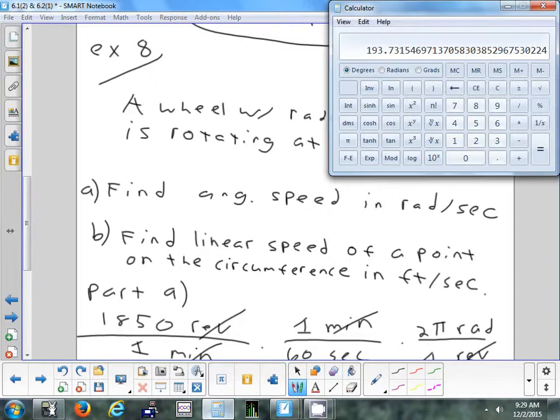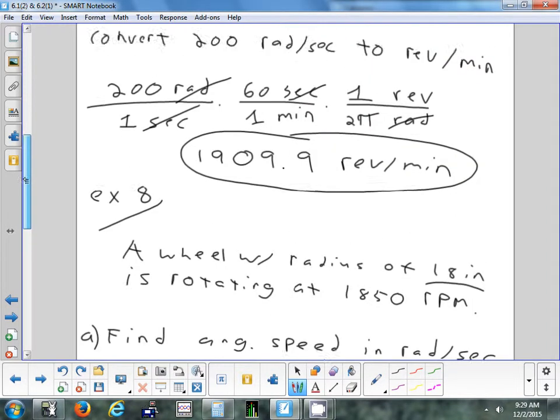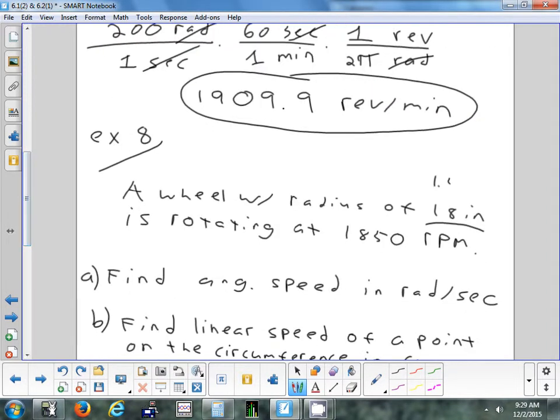Okay, easiest way to take something in inches and change it to feet is divide by what? 12. Divide it by 12. It's 1.5 feet. Again, you don't have to do it now, but if you don't do it now, you got to do it later. Okay, so that's the radius of this wheel.